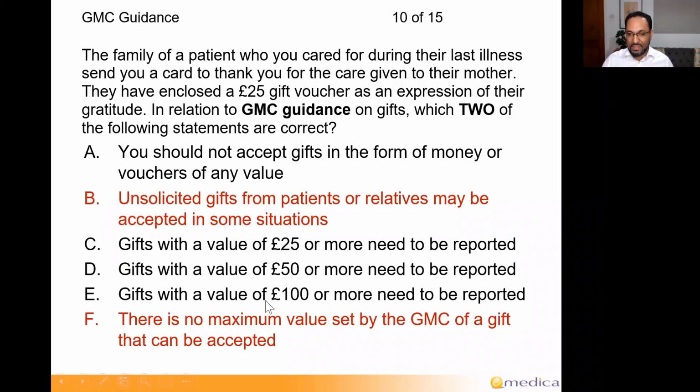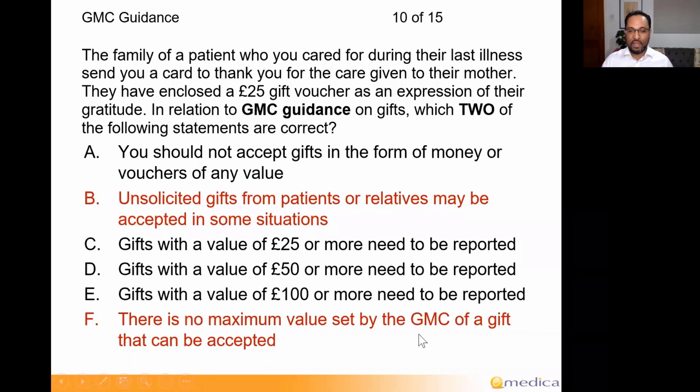So why might some of you have picked E? Because that was a really popular answer, a value of 100, because that's the case for not GMC guidance, but GMS guidance. GMS is one of the four types of NHS GP contract. There's GMS, PMS, APMS, PCLMS, okay? If you hold a GMS contract, then if you accept a gift of £100 or more, you need to record that in a register of gifts at the practice. That's nothing to do with the GMC.